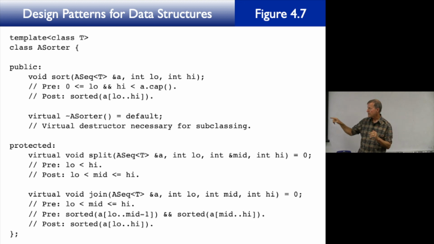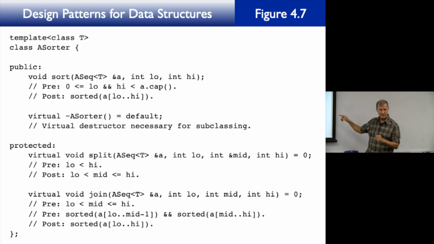Now, let's take a look at the parameters. What does this mid do? Do you see low in split, is low called by value or called by reference? Called by value. So the actual parameter will not change. Is high called by value or called by reference? By value. But what about mid? That's called by reference, because what's the job of split to do? It has to compute what the mid is, and it has to change it for the calling function. Does everybody see that?